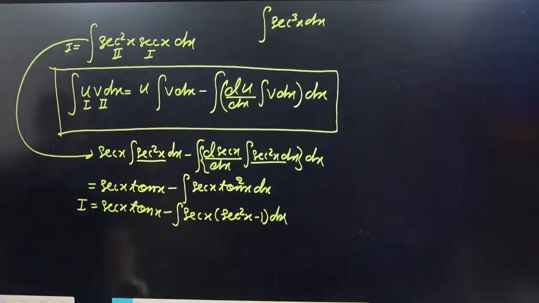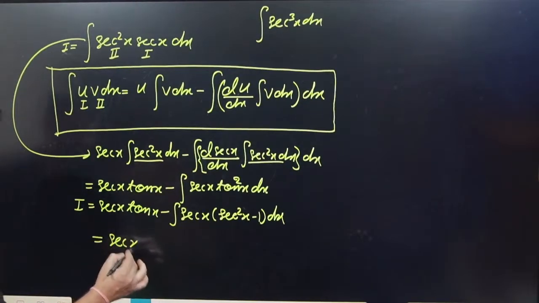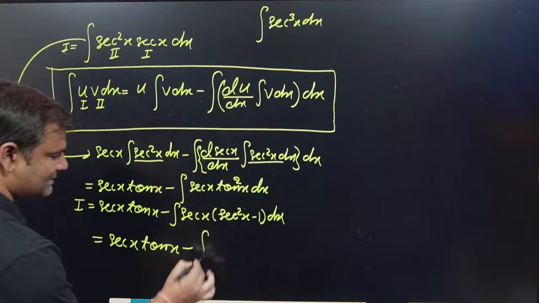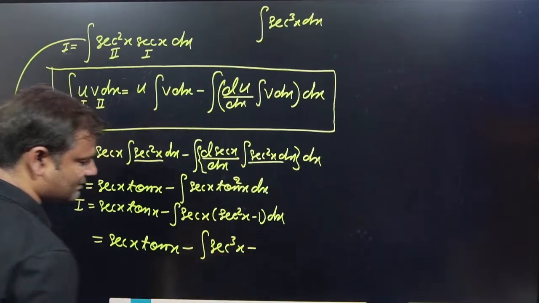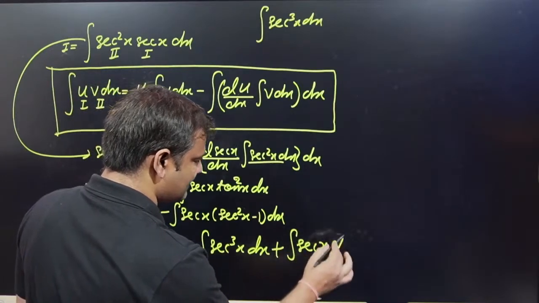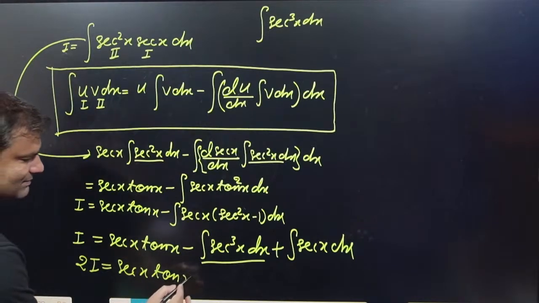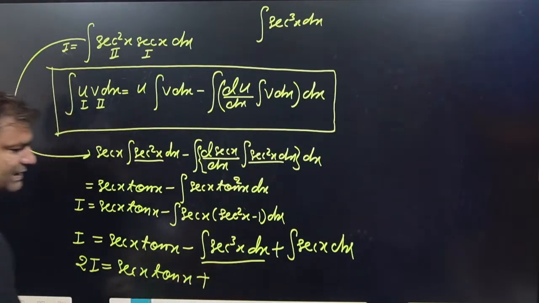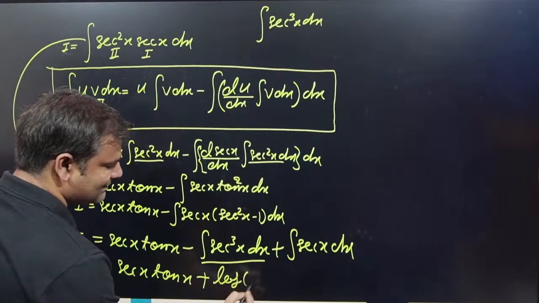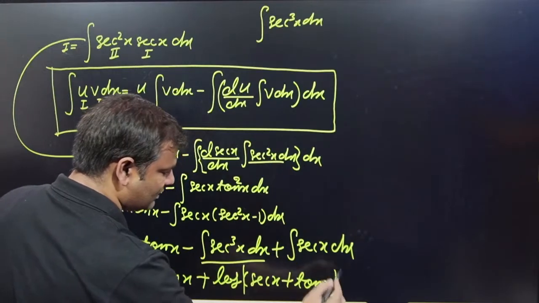After that, you can say that part is sec x tan x minus sec³x dx plus sec x dx. Here I, and that one is also I. So I equals 2I. So 2I will be equal to sec x tan x plus integration of sec x, basically log of modulus of sec x plus tan x plus c.